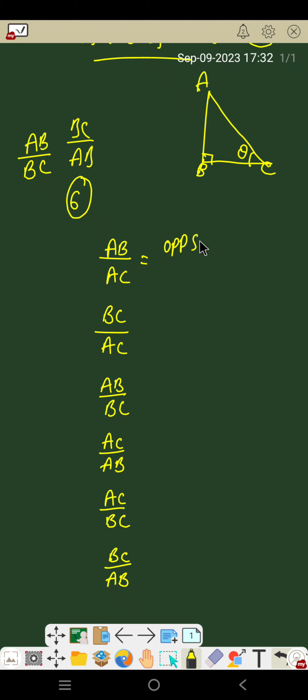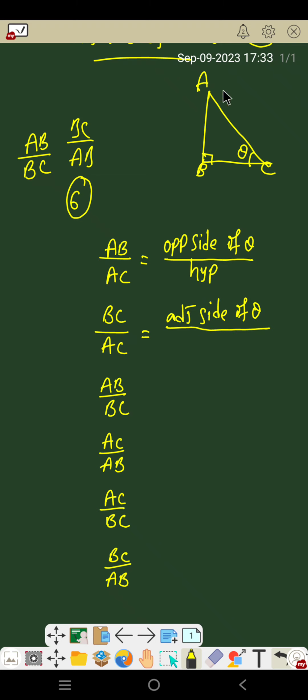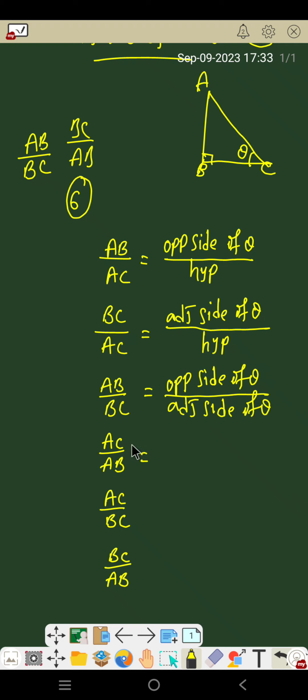Now, if you observe here, AB is the opposite side of theta. AB is the theta opposite side, and AC is the hypotenuse. Coming to the second one: BC is the adjacent side of theta, and AC is the hypotenuse, which is a fixed one. Now AB by BC: AB is the opposite side of theta, BC is the adjacent side of theta.